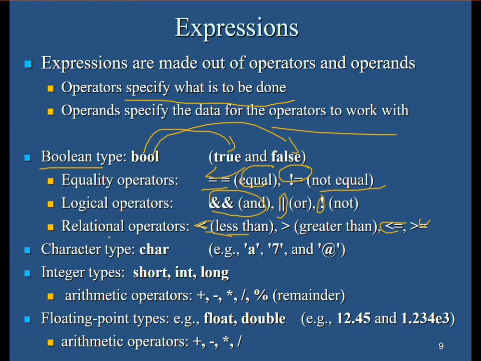Character type, char, integer types, short, int and long. So arithmetic operators that work upon integers are plus, minus, multiplication, division and remainder. While for floating point operations, again plus, minus, multiplication and division, remainder will not be there.